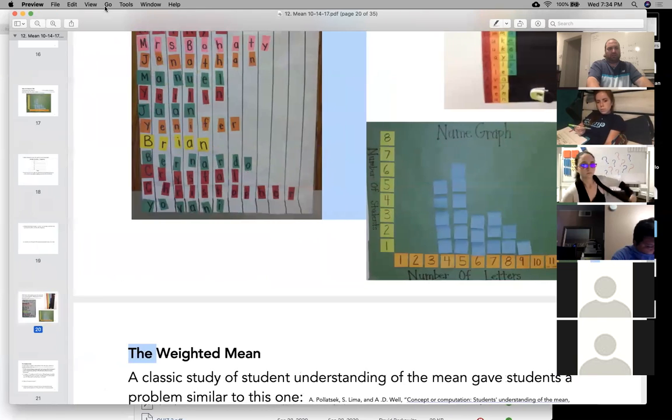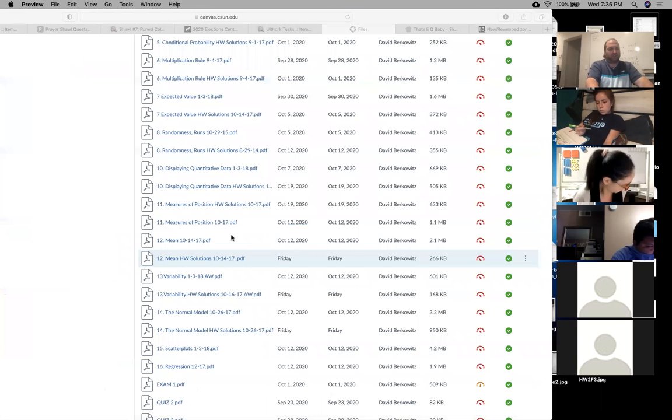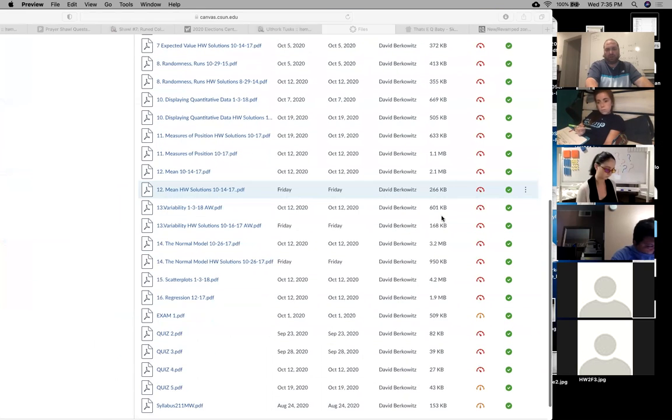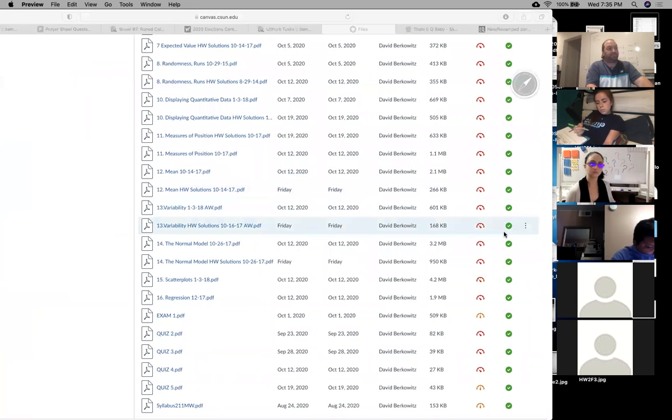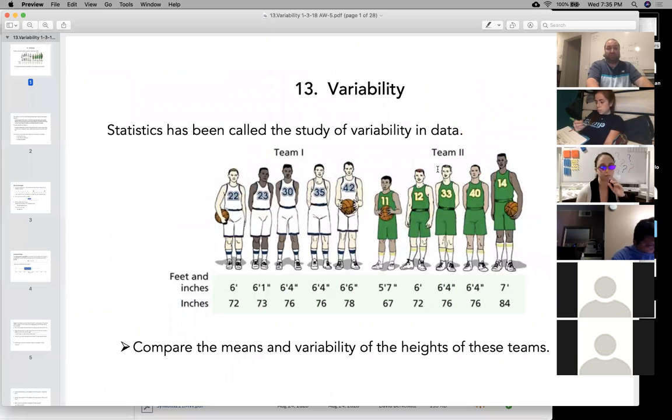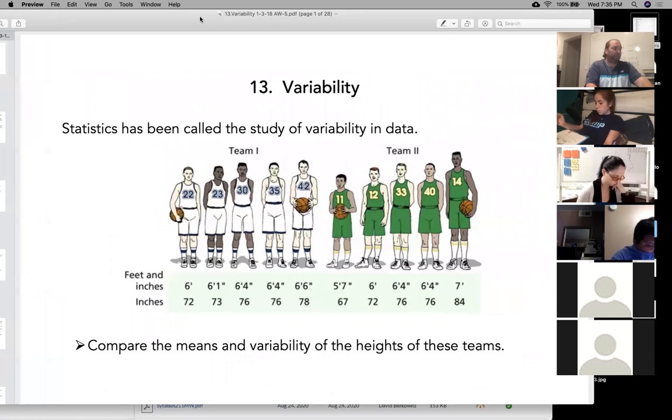So that takes care of chapter 12, unless there's another question on it. And then we move to chapter 13, which is the partner to center, and that's variability. And we're getting closer and closer to where we've ended.